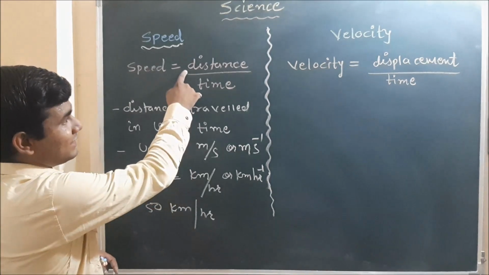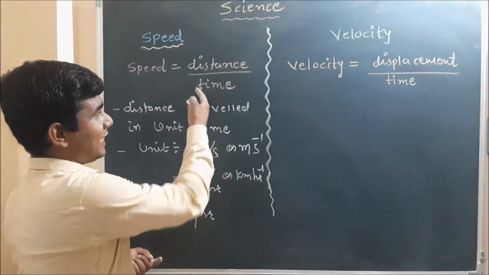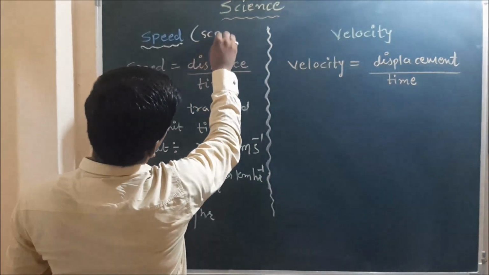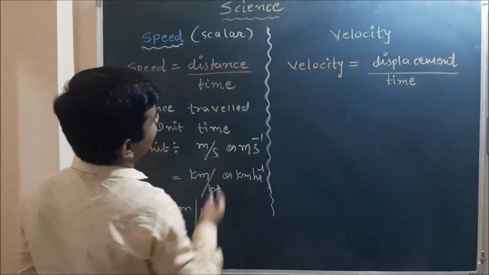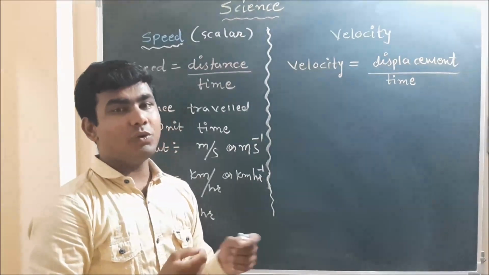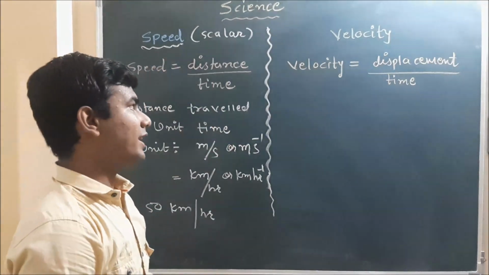Okay, here distance is also a scalar quantity. It doesn't require any direction, and time also doesn't require direction. So speed is our scalar quantity. Scalar quantity means that which requires only magnitude. It doesn't require direction to be mentioned. So speed is our scalar quantity.